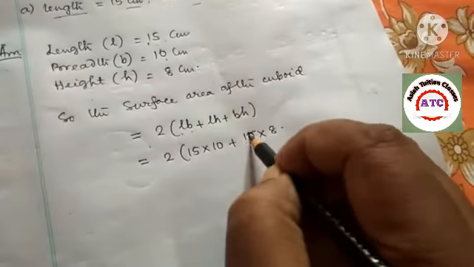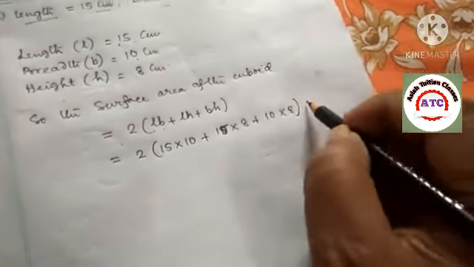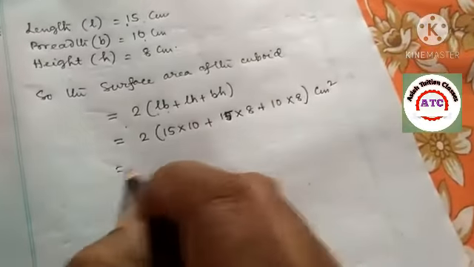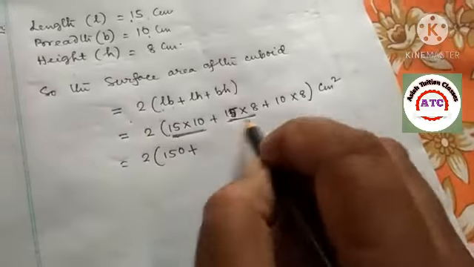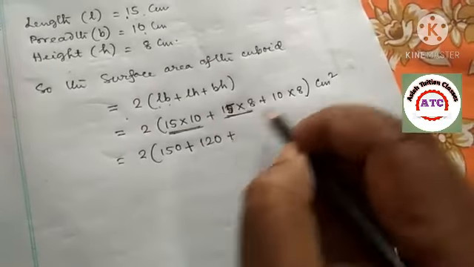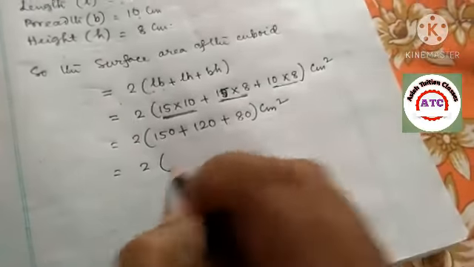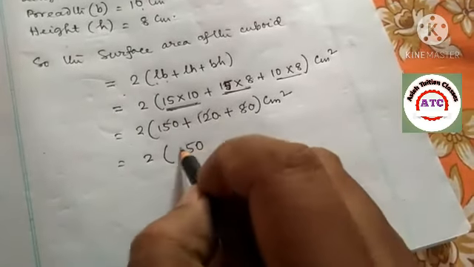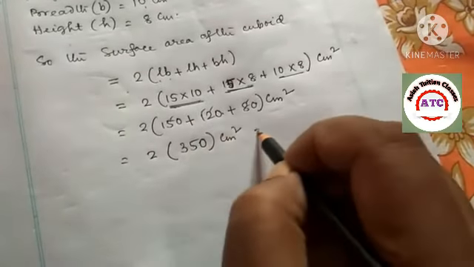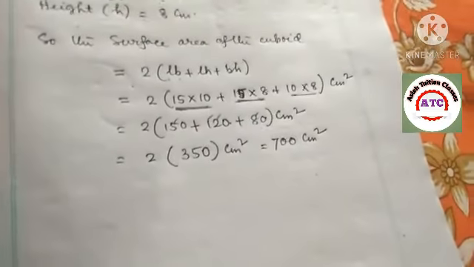Sorry, 15 into 8 plus 10 into 8 centimeter square. This means 2 into this will be multiplied by 150, plus this will be multiplied by 120, plus this will be multiplied by 8 centimeter square. This means 2 into 350 centimeter square. This means 700 centimeter square. Total surface area of the cuboid is 700 centimeter square.